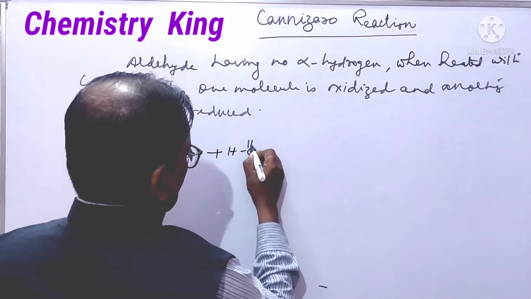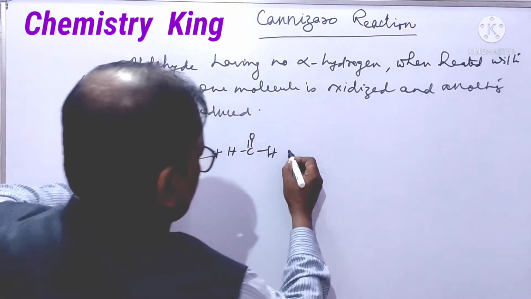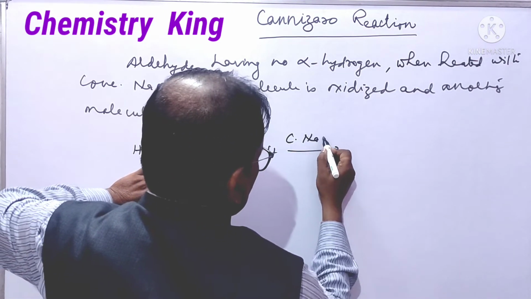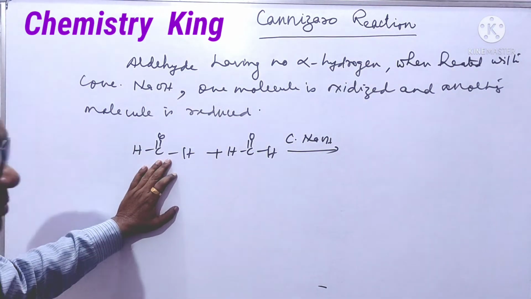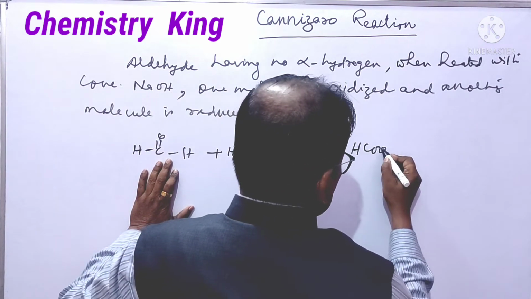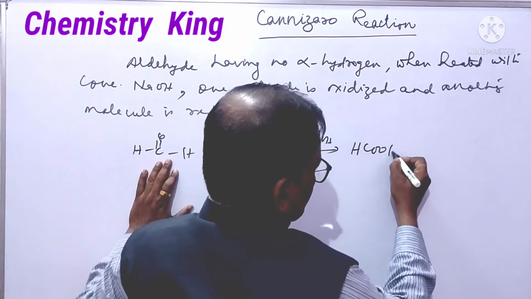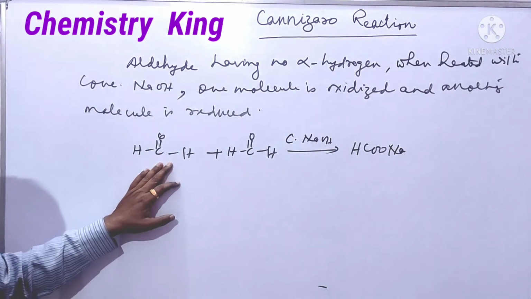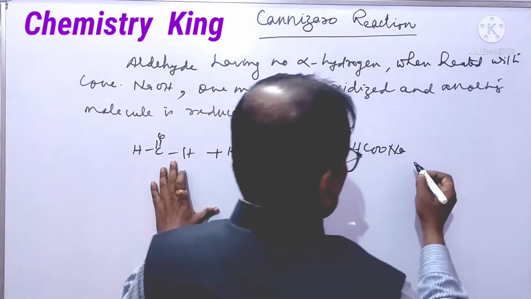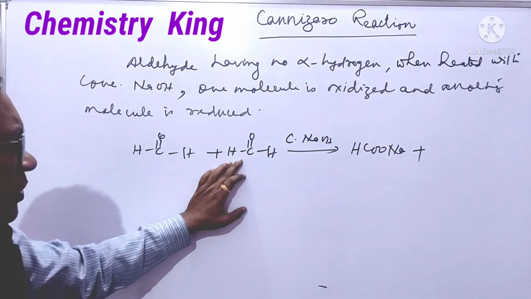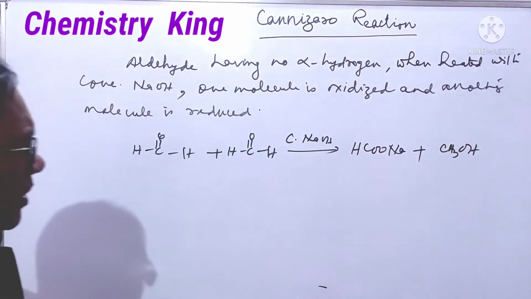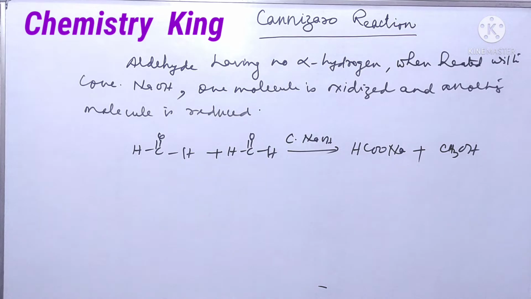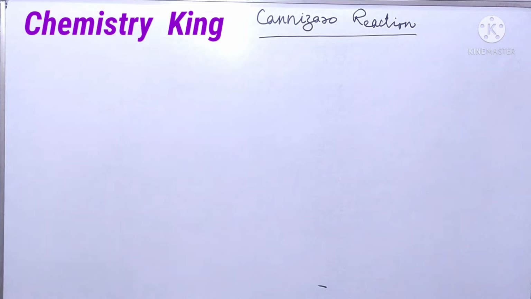And it is the second molecule, and here write conc. NaOH. The first molecule is oxidized. This formaldehyde will be oxidized into formic acid, and since base is here, you will get not alone formic acid but the sodium salt of formic acid, that is sodium formate, and the second molecule gets reduced, that is methyl alcohol. It will be the product. Okay. Now we will see the mechanism.